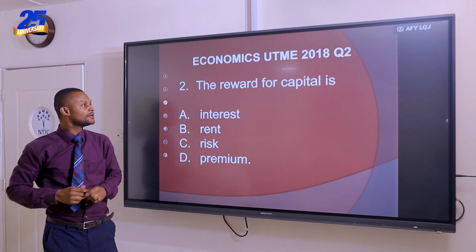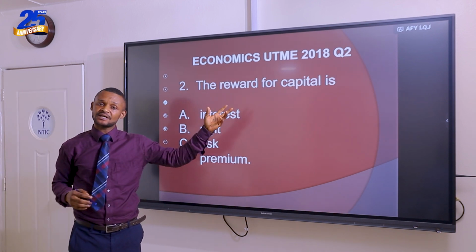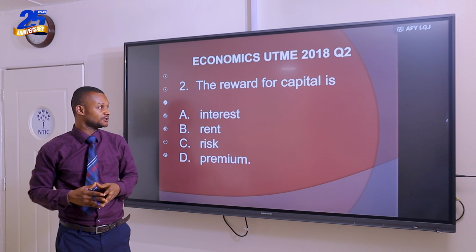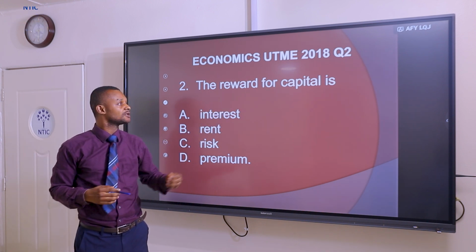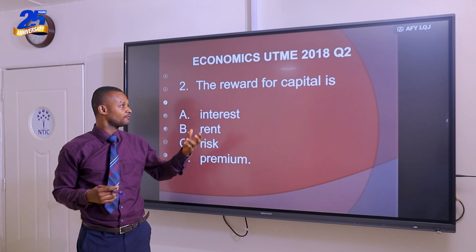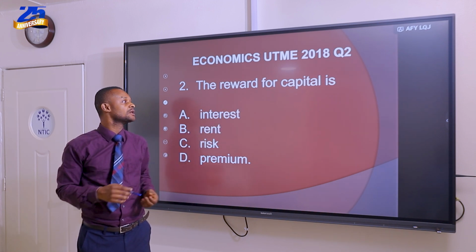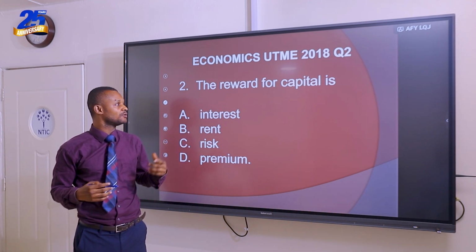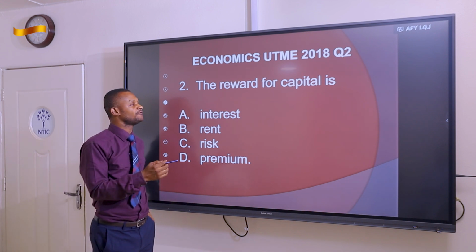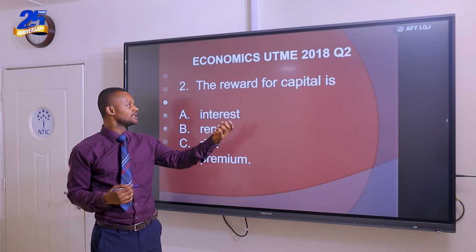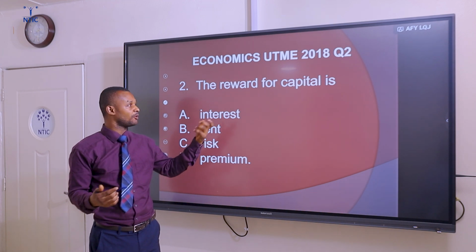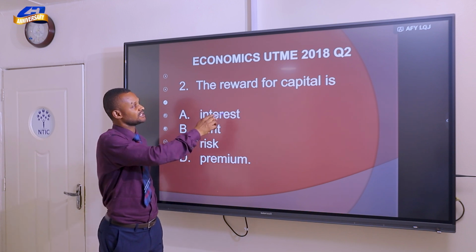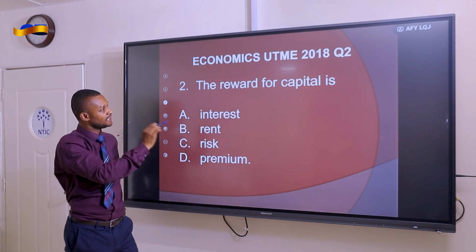Question 2. The reward for capital. Capital is one of the factors of production alongside land, labor, and entrepreneur. And capital in economics is those things that we use in furtherance of wealth to get additional wealth. Examples of capital include buildings, motor vehicles, and the like. If there is no money for you to have your own capital, you definitely will maybe get it from the bank or borrow it. And if you borrow that, you will pay an additional fee, which is interest. That is why the reward for capital is interest.